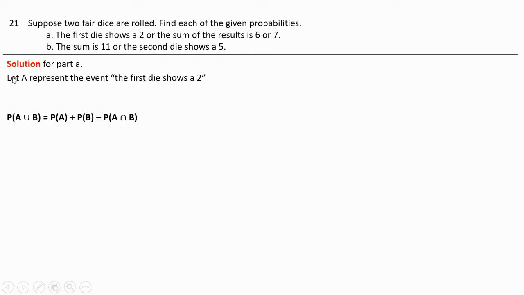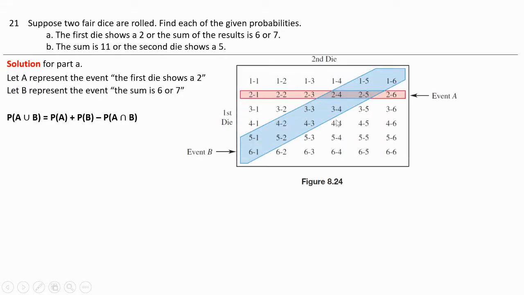So I'd like to show all the possible combinations here. We're going to let A represent the event that the first die shows a 2, and let B be that the sum is 6 or 7. So this is all the possible combinations. For A, this is the formula that I'm going to use. This is event A: the first die is a 2, if you notice. So how many is that? It's going to be 6. I mean, the sample space is 36, but that event will be 6.